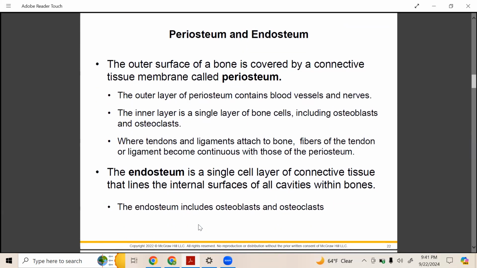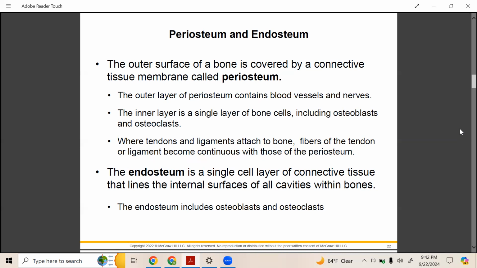So speaking of the periosteum and endosteum, I just said the periosteum is that outer surface, and it's connective tissue. And so it's got blood vessels and nerves. The inner layer of our periosteum includes some osteoblasts and osteoclasts, or the actual bone cells themselves. And so this is where our tendons and ligaments actually attach to a bone. So fibers of the tendon or ligament run directly into and become intertwined or continuous with the bone's periosteum.